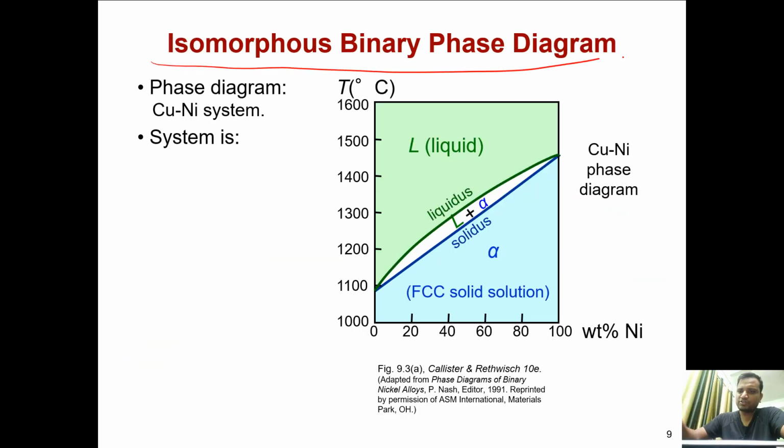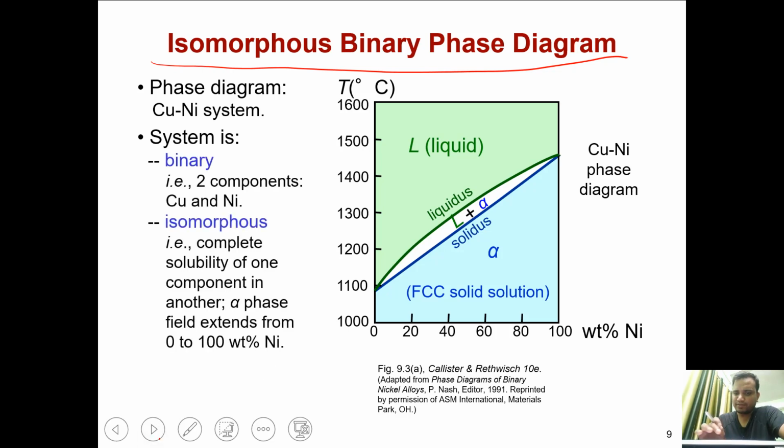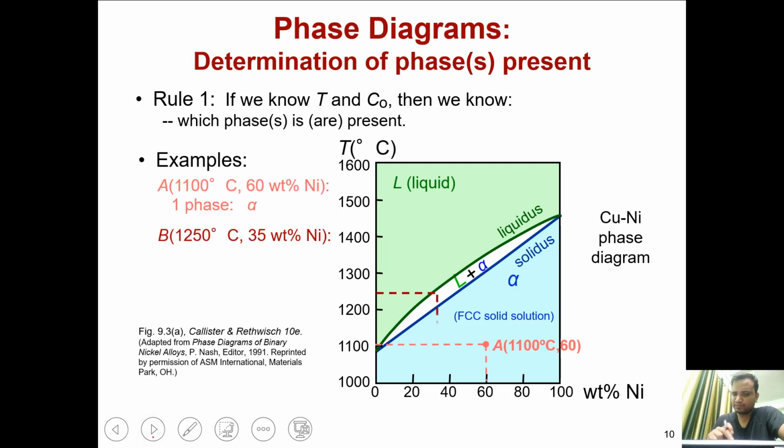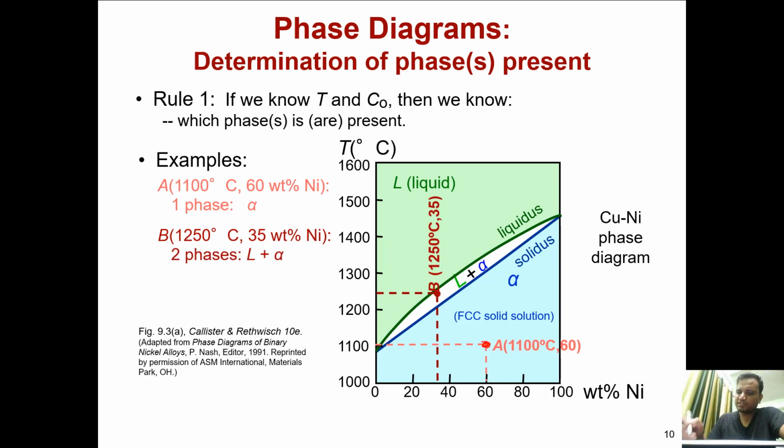So this is called an isomorphous binary phase diagram. Same thing is written, so if you read it, then you will also understand better. These are some different compositions given, A and B. Suppose you take for A, it is 1100 degrees centigrade, and this is 68% nickel.